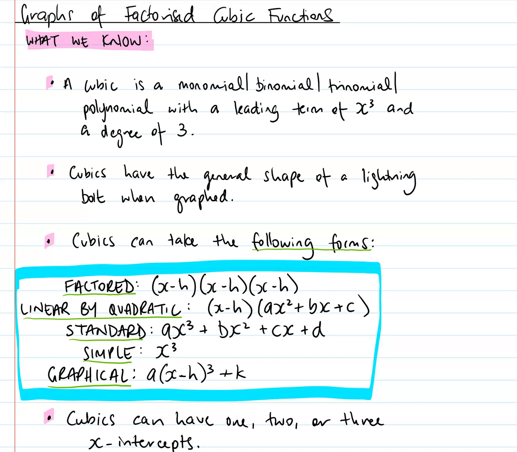Cubics can be in any of the following forms. We can have the factored form, which is our 3 x-intercept values, each in its own set of brackets. We can have a linear equation multiplied by a quadratic equation, which is x by x squared, which of course makes x cubed. We can have our standard cubic form, which is ax cubed plus bx squared plus cx plus d, where d is our constant. The simple form, y equals x cubed, and as we know, the graphical form, a(x minus h) cubed plus k. Cubics can have 1 x-intercept, 2 x-intercepts, or 3 x-intercepts, but not none and not 4 or more.